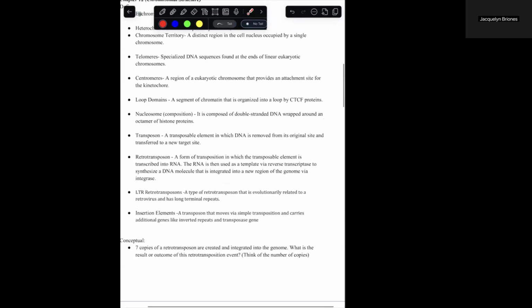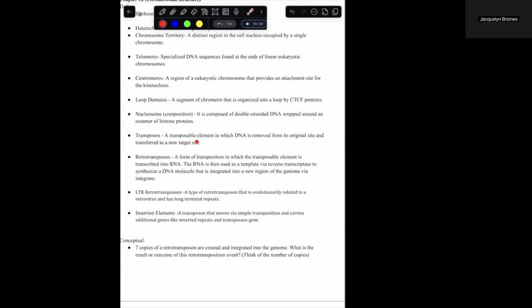Nucleosome, and this is mainly asking about composition. It is composed of double-stranded DNA wrapped around an octamer of histone proteins. So this is like our beads on a string.